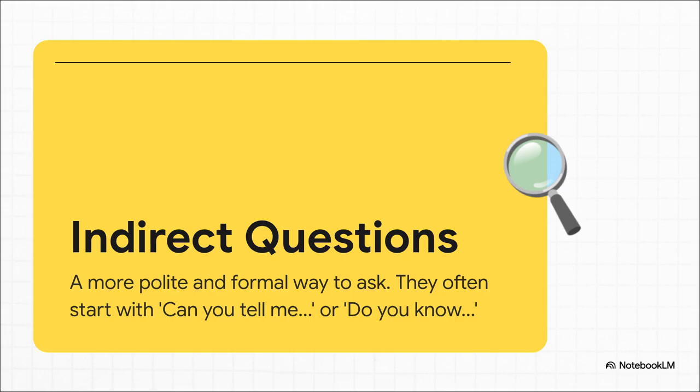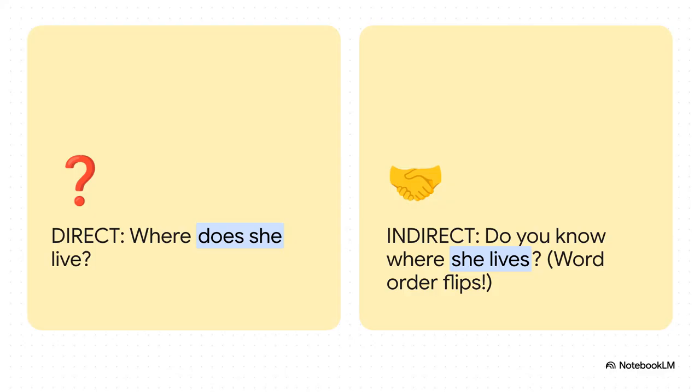Our second exception is actually a great tool for sounding more polite and formal. Instead of just asking directly, we can soften it with a phrase like, can you tell me, or do you know? This is incredibly useful in professional settings or maybe when you're talking to strangers. Now, here's the tricky part to remember. With a direct question, we follow the golden rule. Where does she live? But when we make it indirect, the second part of the sentence flips back to a normal statement order. Do you know where she lives? See how the subject she comes before the verb lives?